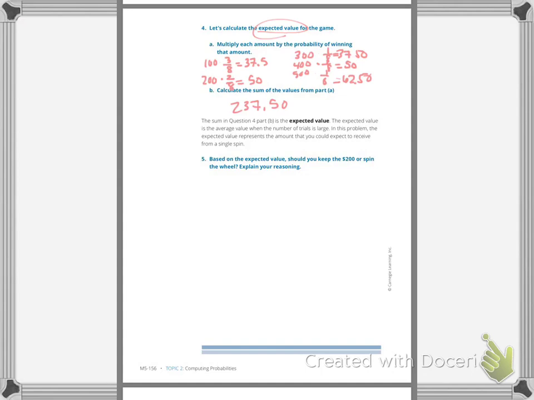So then it says, based on the expected value, so the value you would expect if you spun again, should you keep the 200 or spin again? Well, I would spin again because my expected value, if I kept spinning, is actually greater than what I originally started with. I just gained $37.50. Okay, so step 1 is find probability or decimal probability. Then step 2 is multiply. Step 3 is to add, or subtract if you are losing the money, to find your expected value.